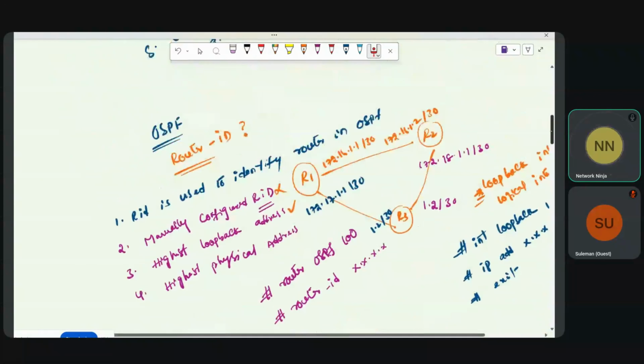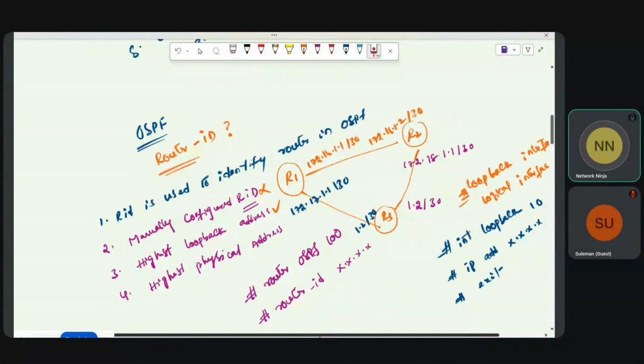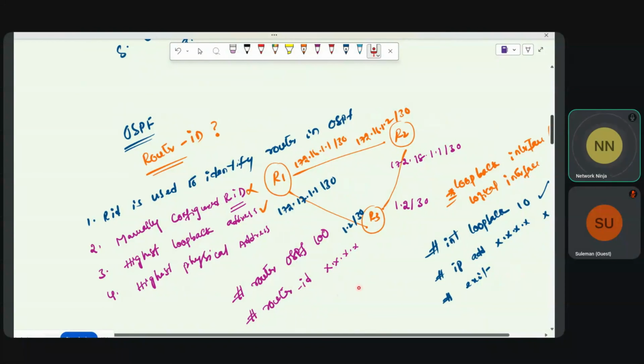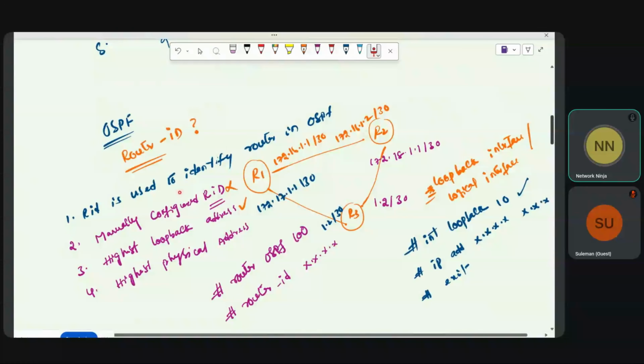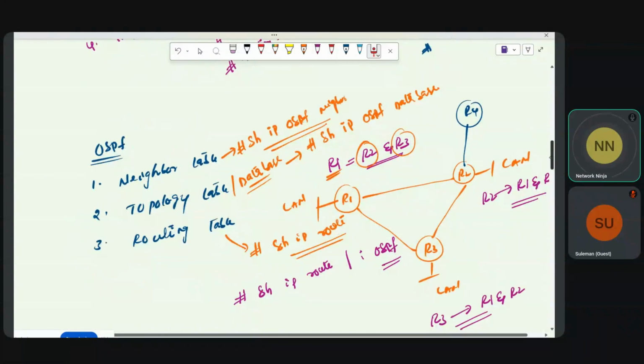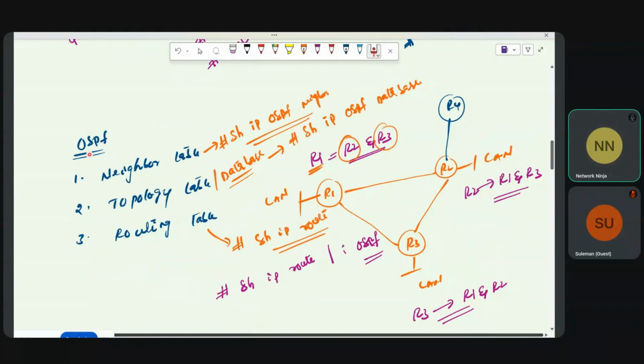Then we discussed what is router ID. Router ID is very important when it is going to form the neighborship. When the routers form the neighborship, it checks from which router it received this particular information. To calculate the router ID, we have three criteria. Manually configured router ID gets the first priority, the second priority goes to the highest loopback address, and the third priority goes to the highest physical IP address. We can configure the loopback like this: interface loopback number, and the IP address and the subnet mask.